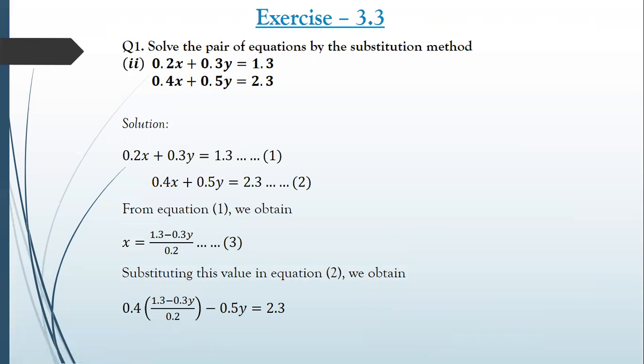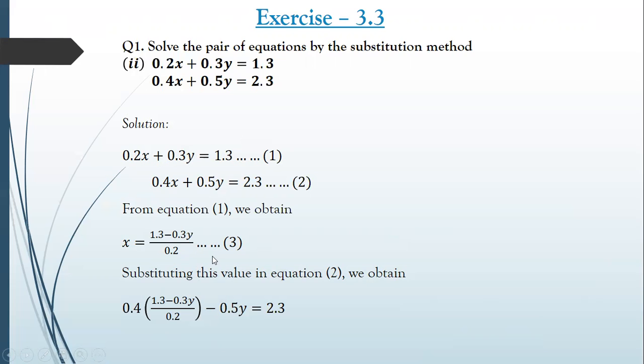Now the second part is in decimals: 0.2x plus 0.3y equal to 1.3, and 0.4x plus 0.5y equal to 2.3. Any real number can be solved using this method. So in decimal form, first we'll number the equations 1 and 2. Then from equation 1 we obtain x is equal to 1.3 minus 0.3y divided by 0.2. Yes, it looks a little bit complicated, but it's okay. This we will mark as equation number 3.